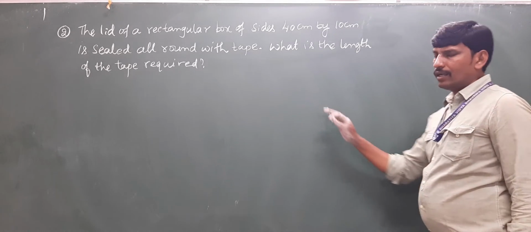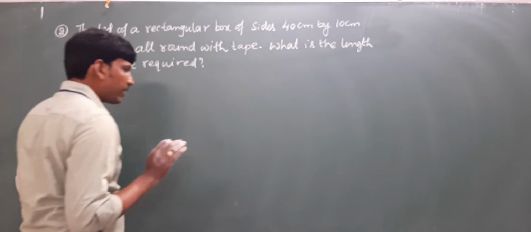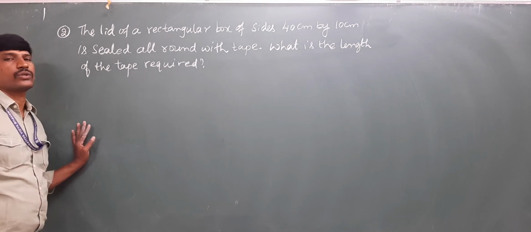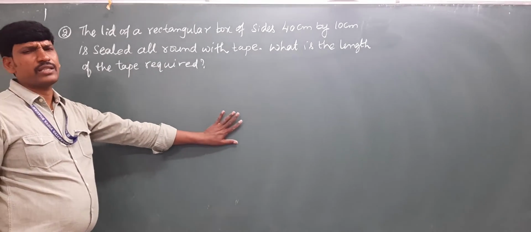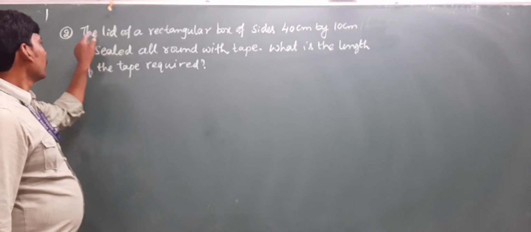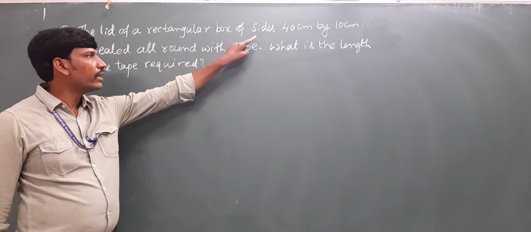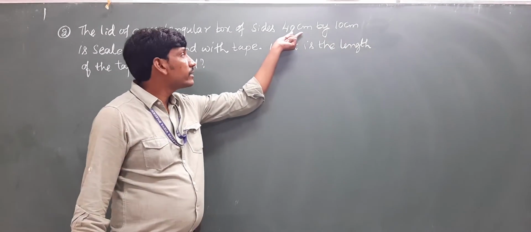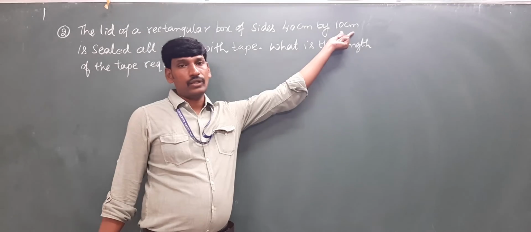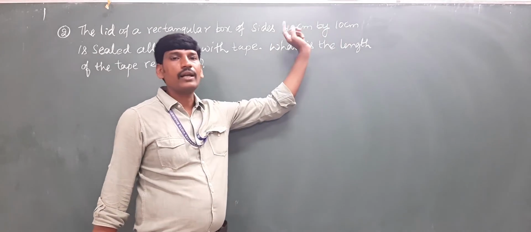Now, children, let us see the second question. See, here there is a question, listen carefully. Try to understand the question. If you understood the question, it is easy to solve. Nothing is there in that. Now see, the lid of a rectangular box of sides 40 centimeters by 10 centimeters. Think that this is length, this is breadth.